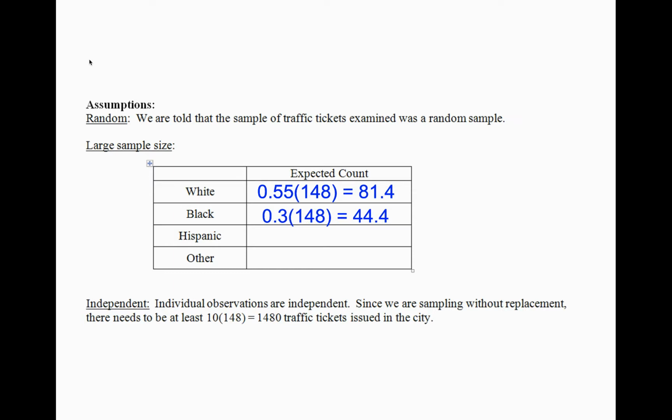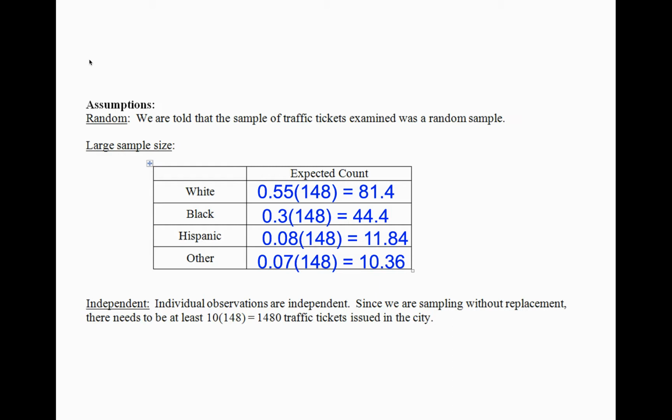Now we'd repeat that for the other categories. So we expect 30% of the tickets to go to black drivers, that would be 44.4 tickets; 8% of tickets to go to Hispanic drivers, that would be 11.84 tickets; and 7% to go to other, which would be 10.36. And if we add those expected counts together, they do add up to 148. Sometimes they can be a little bit off because of rounding, but I think in this case it works out okay. And we want to keep those decimals. Even though we know we can't issue 81.4 traffic tickets, we still keep those decimals in the expected count.